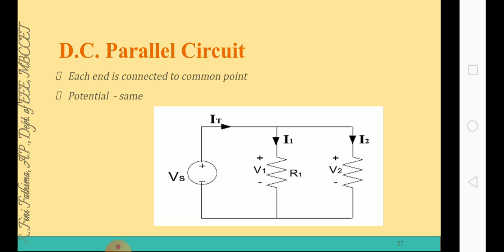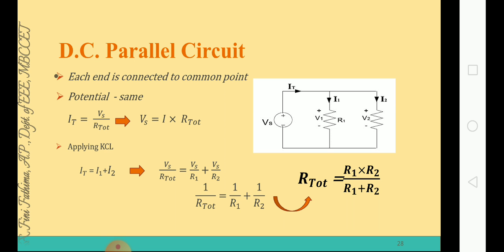Unlike in the series circuit, the current flowing through the components is different in a parallel circuit. While discussing the series circuit, we saw that the same current flows through all the components, whereas in a parallel circuit, different currents flow through the different components. But even though the currents differ, when components are connected in parallel, the voltage across all the components will be the same. That is a peculiarity of a parallel circuit. So in a DC series circuit, the current is the same in all components, whereas in a DC parallel circuit, the voltage is the same across all components.